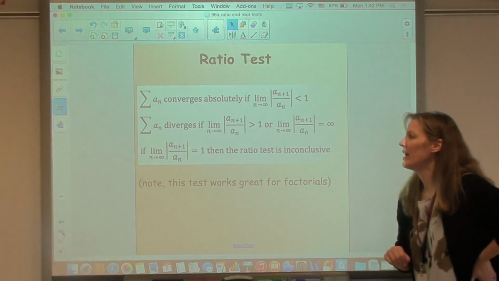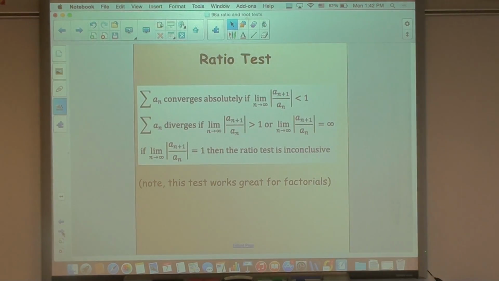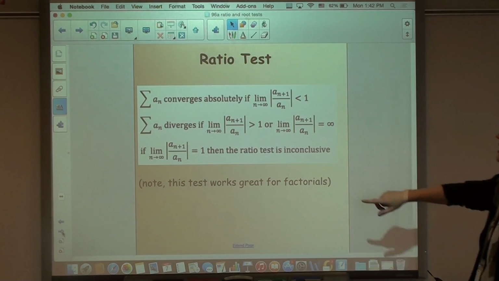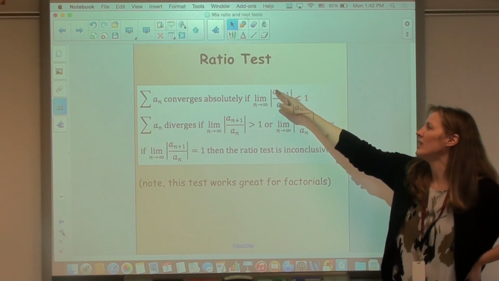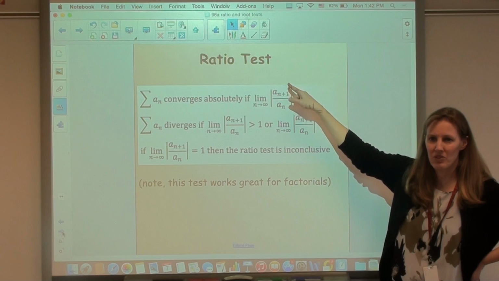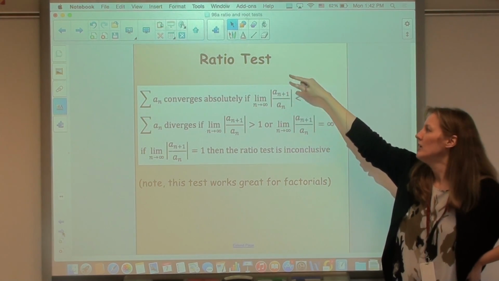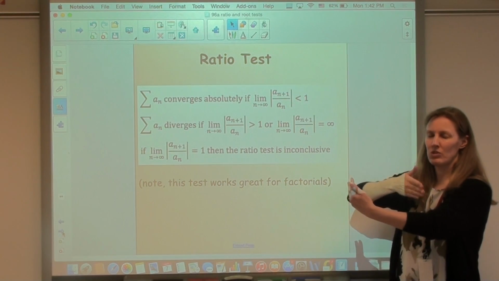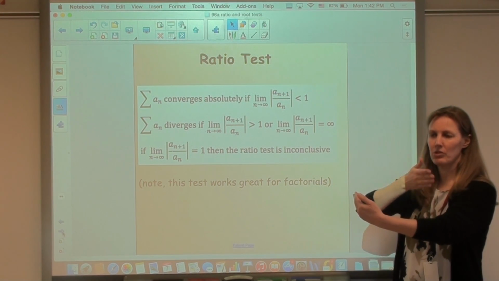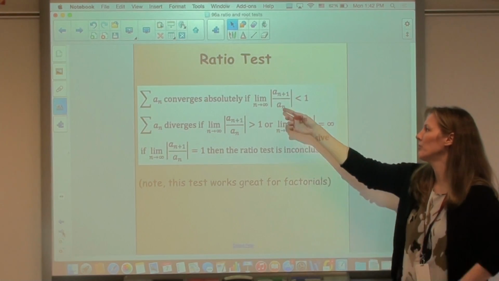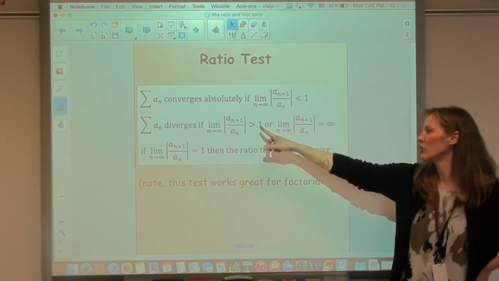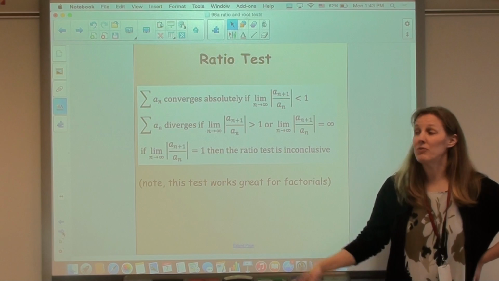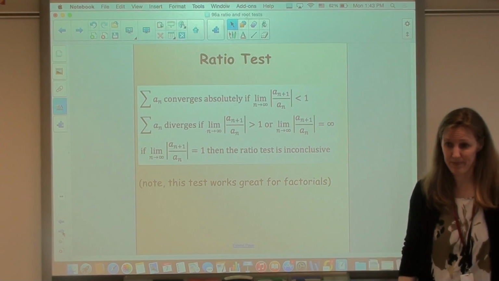Okay, write down the ratio test. It looks complicated, it's really not. It just says that if the limit as n approaches infinity of the absolute value of the n plus 1th term divided by the nth term, basically you take the next term in your sequence rule or your series rule and divide it by the current term, if that limit is less than 1, it converges. If it's greater than 1, it diverges. And if it equals 1, it's inconclusive.